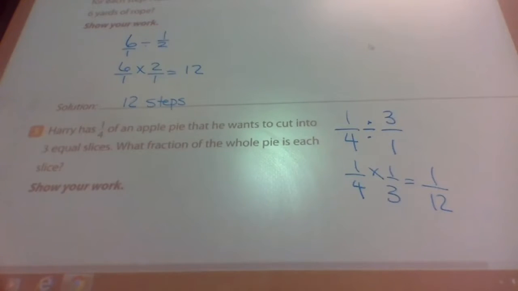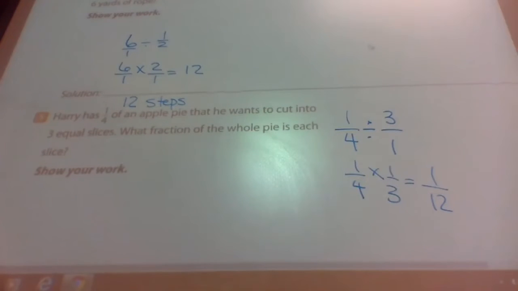All right. So everybody has 4 and 5? Yes. All right. Let's look at number 6.